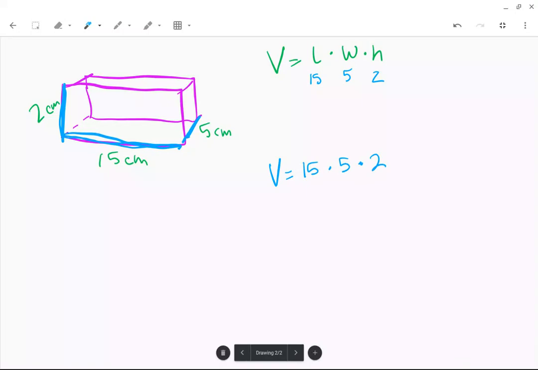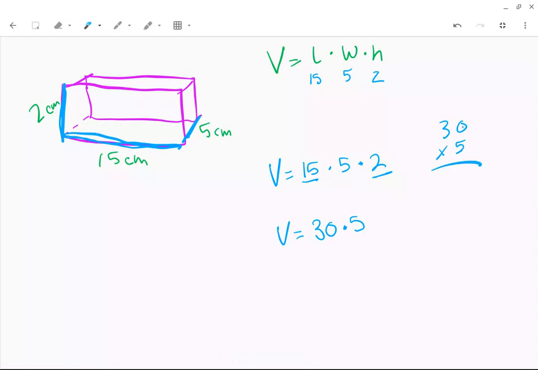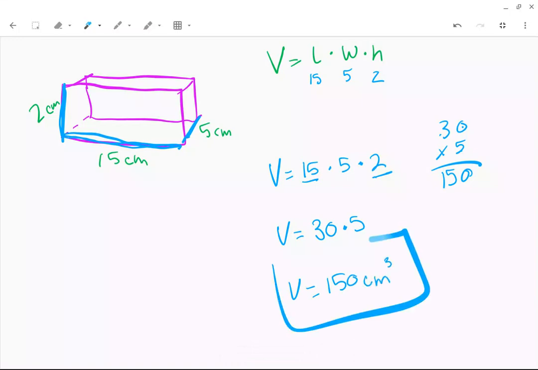So this time I'm going to start with 15 times 2, just because that should be something easy that we know off the top of our head. So 15 times 2 gives us 30, and I still have 5, so I need to multiply 30 times 5. Okay, so if I write that over to the side and I work that out, 5 times 0 is 0, and 5 times 3 is 15. So our volume would be 150 centimeters cubed.